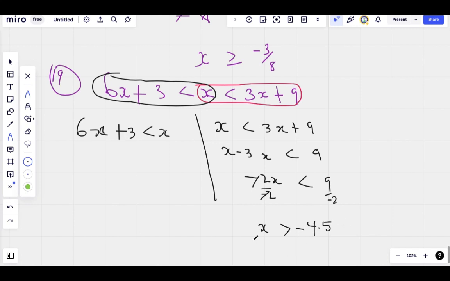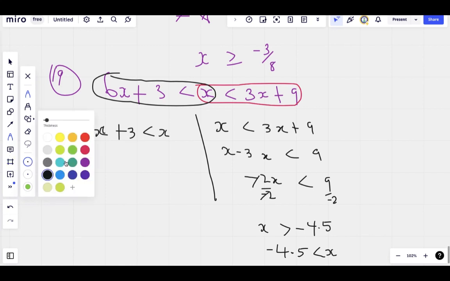So if you say x is greater than negative 4.5, it could also mean negative 4.5 is less than x. Whichever one you say, negative 4.5 is less than x, they are the same thing.